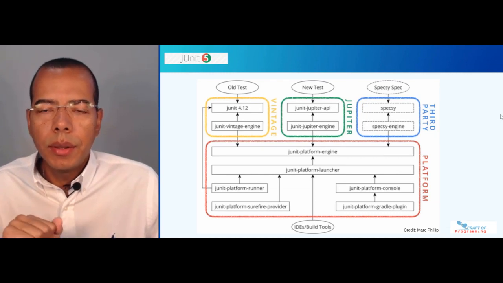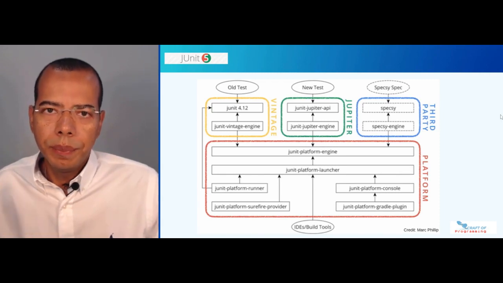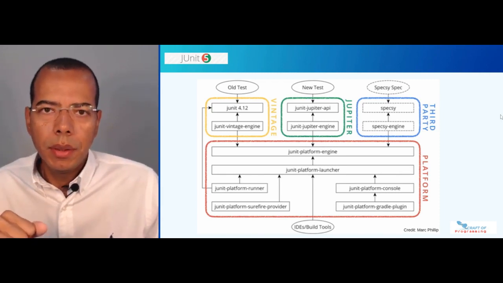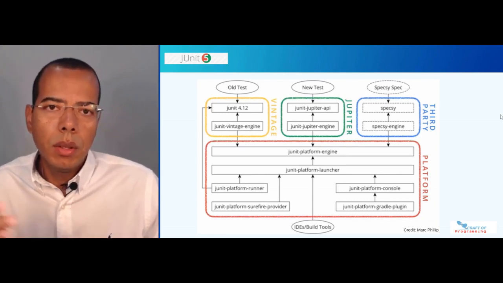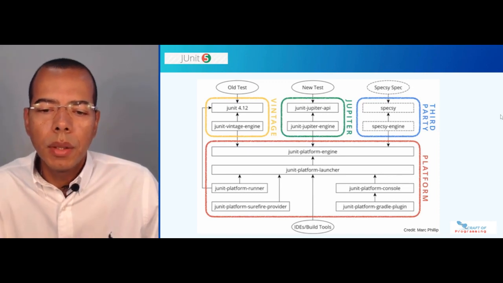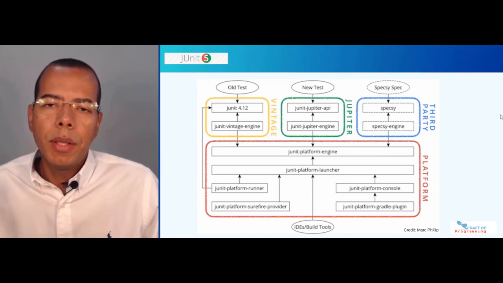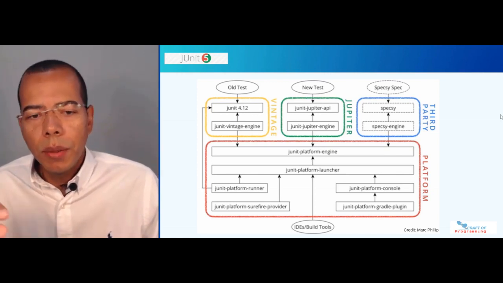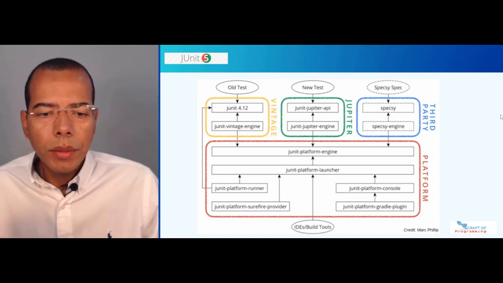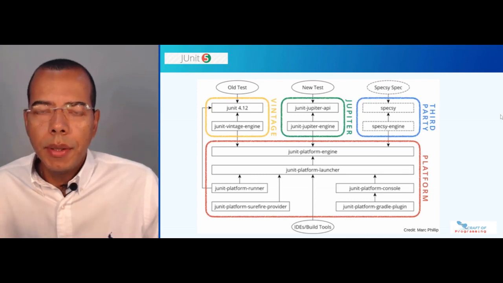They also created this platform here in red, which enables the people that implement build tools like Maven and Gradle, as well as IDEs like IntelliJ and Eclipse, to have access to JUnit 5. They would depend on the platform. People that write tests would depend on the Jupiter API, and old JUnit 4 tests would depend on the Vintage API. And there are also third-party dependencies here.